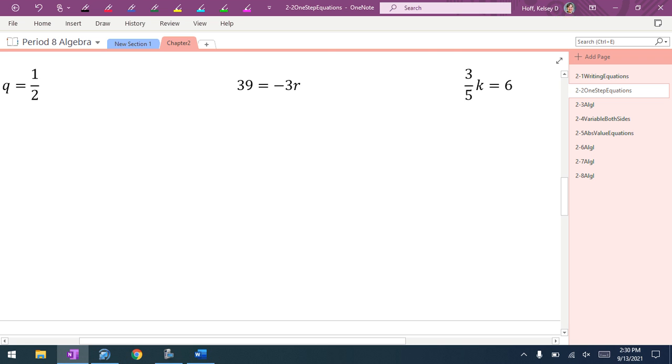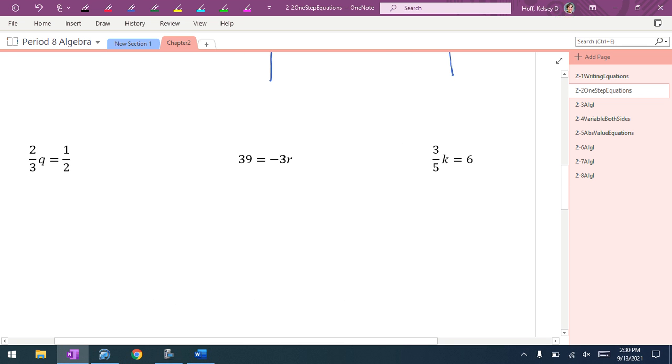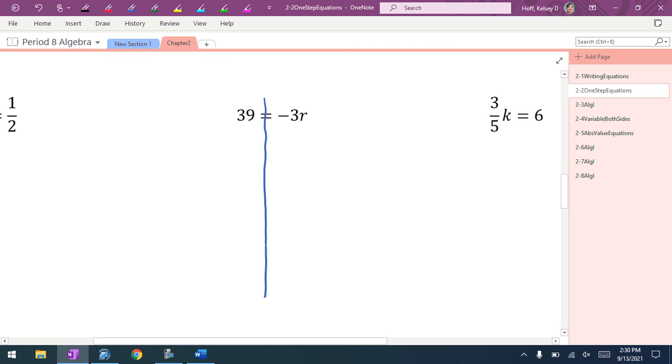39 equals negative 3R. Draw a line through the equal sign. What is my one step in this one? Alyssa? Divide it by negative 3. Don't lose your negative. Don't lose your negative. So you get R equals negative 13. Go to the right.